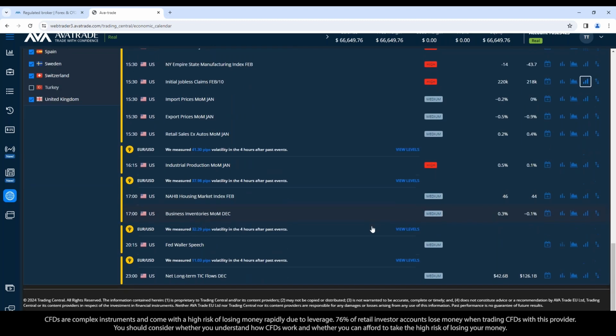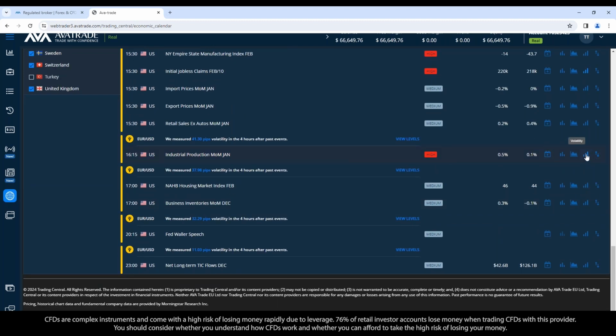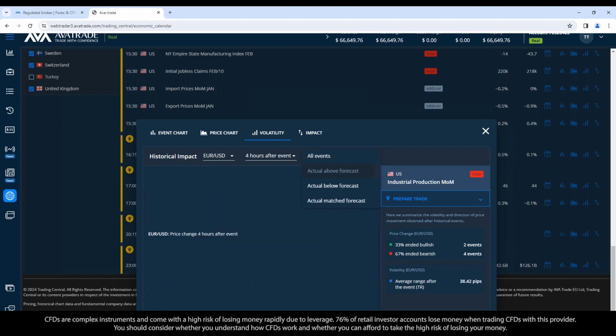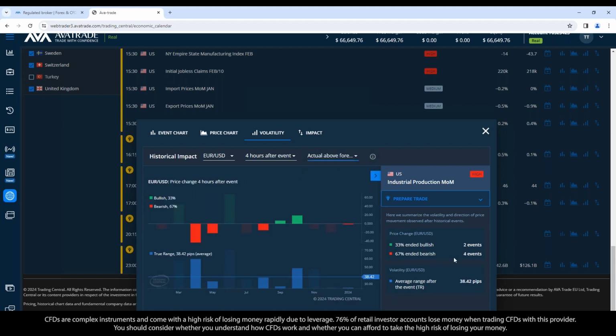Okay, and if we go all the way down to industrial production down here, the last announcement of the day, again, 2/3 of the time on all of the events, there's more dropping than rising. If this comes in above forecast, 67%, it drops. So the industrial production is acting the same as that inflationary data from Tuesday. If the industrial production comes in higher than expected, it drops 2/3 of the time. The USD strengthens and pulls the euro down.